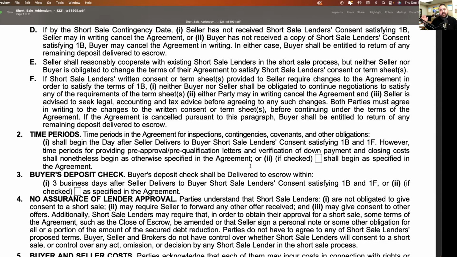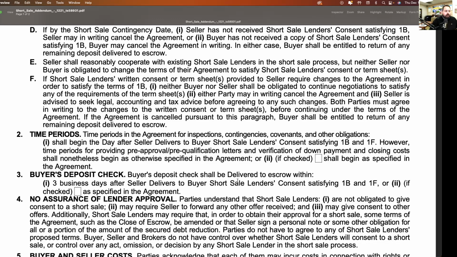It didn't start when we got the offer accepted 30 days ago. Now, you can make it that if you want, that all the time periods started way back when, but why? Why until there's an approval would you do that? The same here with the buyer's deposit check. It is a day after their time periods for the deposit, right? So 3 business days after we get the consent. So if today we got the consent, I'd have until Monday, well, Friday, Monday, Tuesday, I'd have till Tuesday as a buyer on the short sale to get my money into escrow.